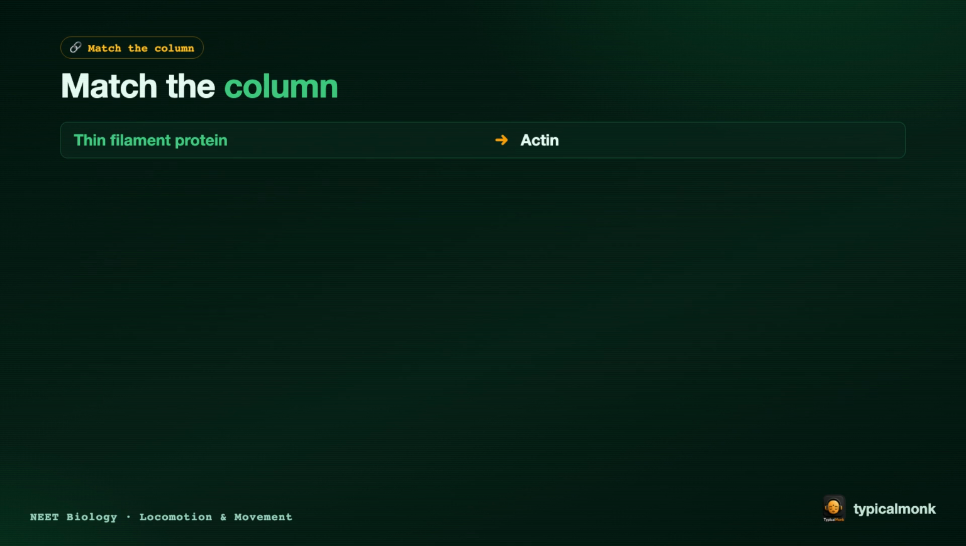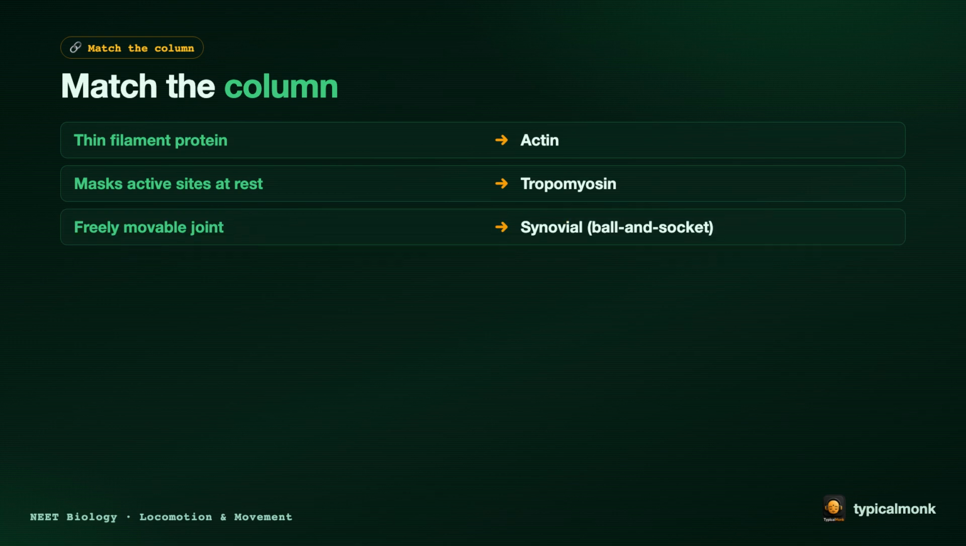Now, the second drill, match the column. Make the correct pairs. The thin filament protein, actin. The one that masks the active sites at rest, tropomyosin. The freely movable joint, synovial, that is ball and socket. And low calcium in the blood, tetany.